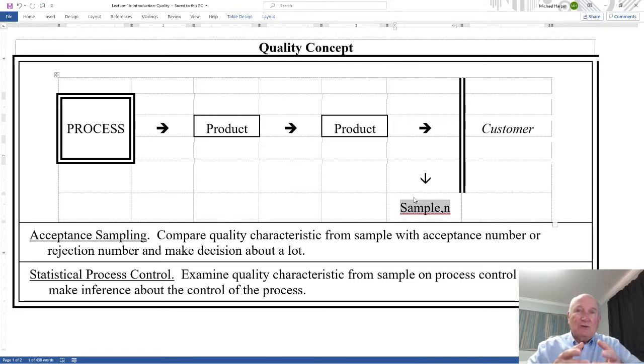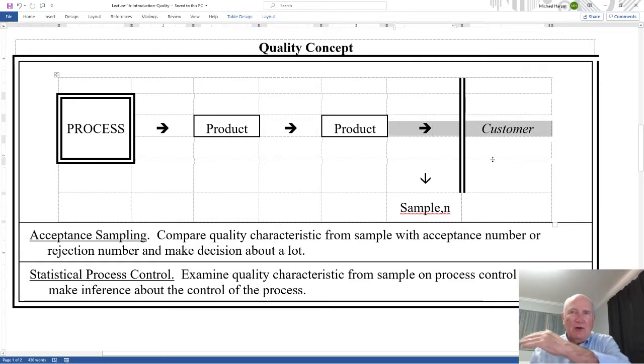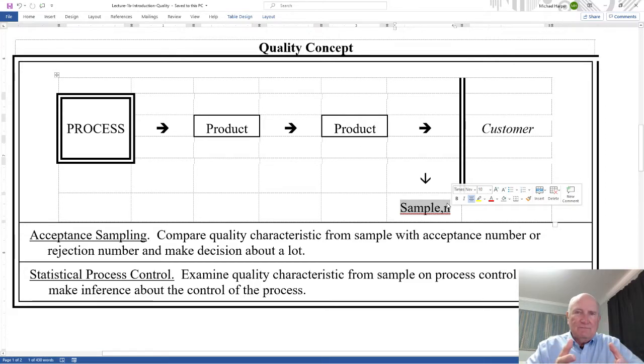And let's suppose it's good quality. No problem. Then go ahead and let it go to the customer. Let the customer continue on. But what if that sample illustrates bad quality? Something that has to be addressed.